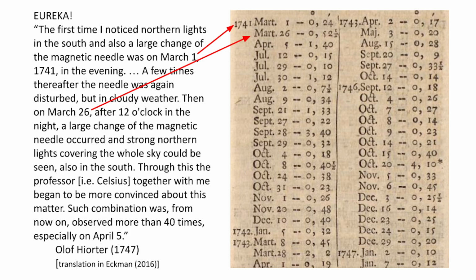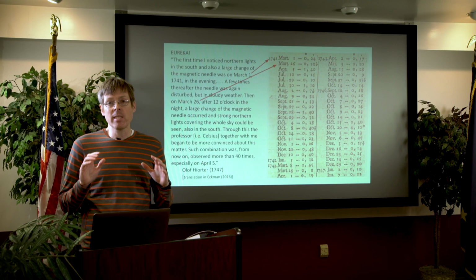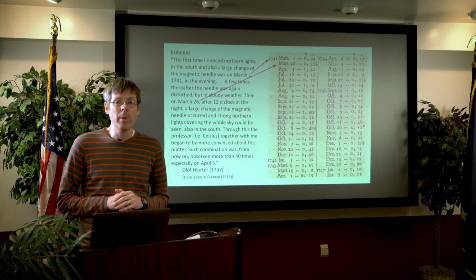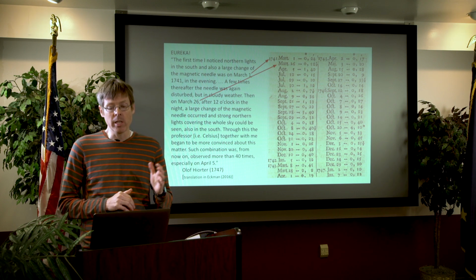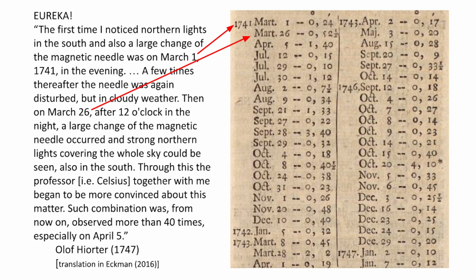The table at the right shows a list of dates and angular deflections by magnetic compass that coincided with aurora displays seen to the south. When the aurora is seen to the south, it's generally a big display. We're familiar with that here in Fairbanks. You generally are looking north. The first time I noticed the northern lights in the south and also a large change of the magnetic needle was on March 1st, 1741 in the evening. And there it is, March 1st, March 26th. And through this time, they've seen this some 40 more times, especially on April 5th.